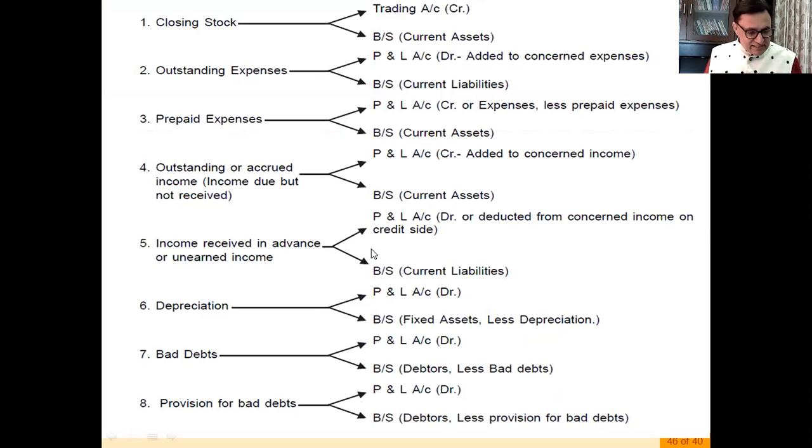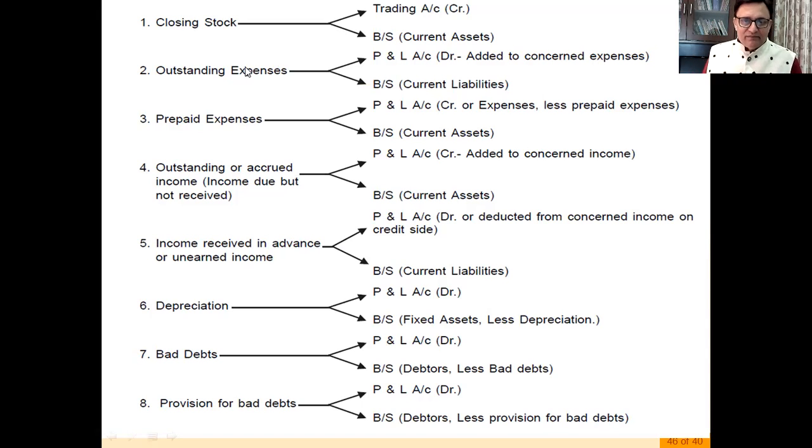So there are certain additional adjustments which we need to make. For example, if closing stock is there, usually it is not in the trial balance, so we will make the entry: trading account debit to this closing stock. It will have a twofold effect. On the one hand, it will go to the balance sheet in the form of current assets, and it will also go to the trading account.